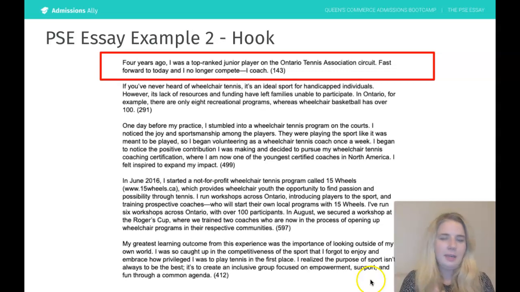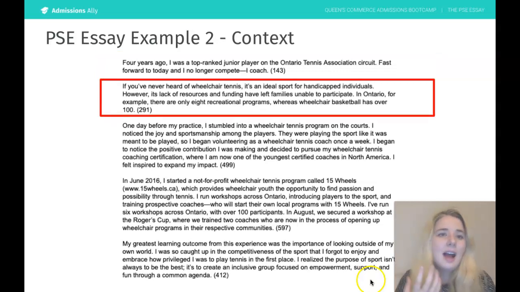So this is interesting because it's an introduction, but it also sparks a bit of curiosity. So this person went from a player to a coach. So how did they get there? This makes me want to know more. Well, the context is, if you've never heard of wheelchair tennis, it's an ideal sport for handicapped individuals. However, its lack of resources and funding have left families unable to participate. In Ontario, for example, there are only 8 recreational programs, whereas wheelchair basketball has over 100.